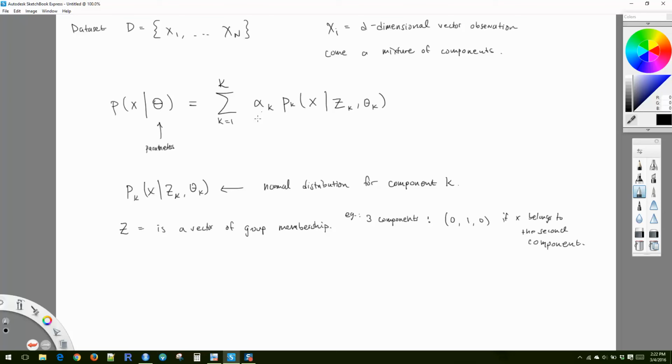Okay, and then alpha sub k, these are the mixture weights. So here, basically, we would say, maybe you know that component 1 is much larger than component 2 or 3 or something like that. Basically, the different components can have different probabilities. Okay, mixture weights. So basically, larger components will have heavier weights.